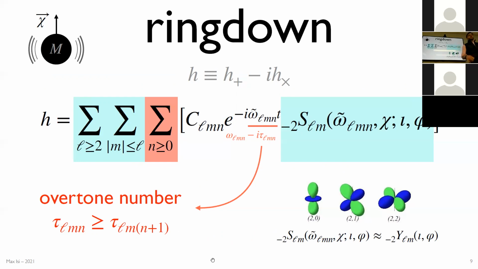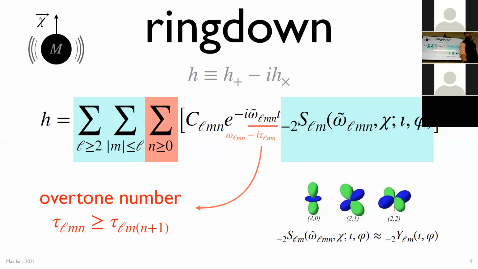The L and M represent the angular part of this ringing, and they are attached to these spheroidal harmonic functions, the SLMs, that are sort of like the usual spherical harmonics that you know and love, except they account for the oblateness of the Kerr geometry, so they're not spherical. But for all intents and purposes, if the spin is low, it's almost the same.